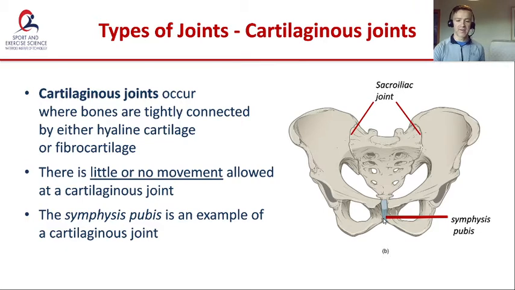females can get pelvic girdle pain, which is when there's excessive movement or misalignment of the bones here during pregnancy or post-pregnancy, because these joints that are usually very tightly connected are allowing a little bit of excess movement. So they're examples of cartilaginous joints in the body.